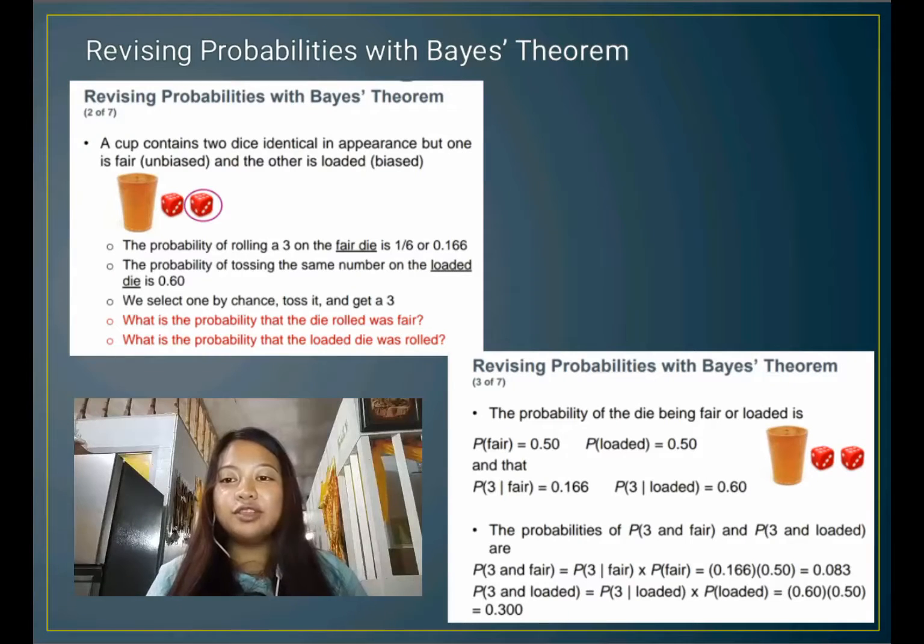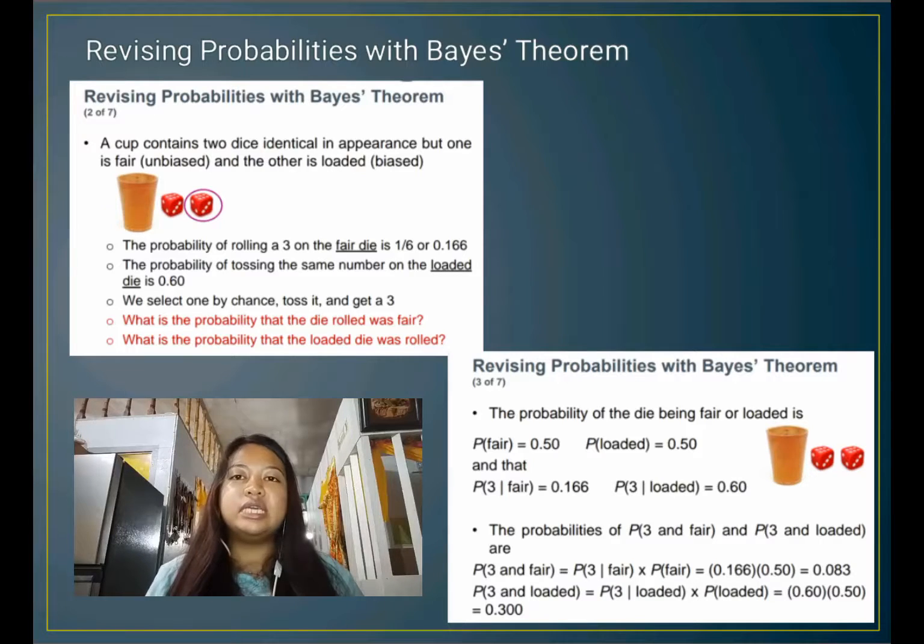So now I am going to talk about revising probability with Bayes' theorem. I have here an example. A cup contains two dice identical in appearance, but one is fair, or unbiased, and the other is loaded or biased. The probability of rolling a number 3 on the fair die is 1/6. The probability of tossing the same number on the loaded die is 0.60. We select one by chance, toss it, and get a number 3. What is the probability that the die rolled was fair? And what is the probability that the loaded die was rolled?